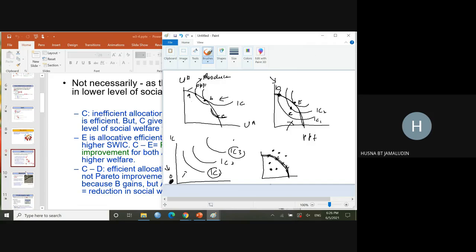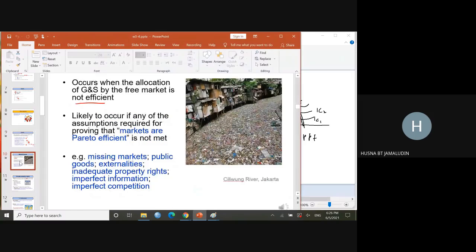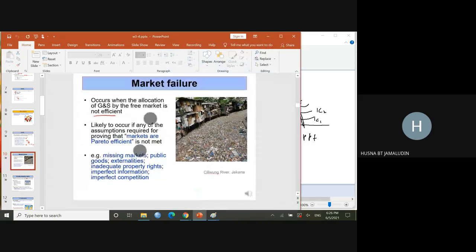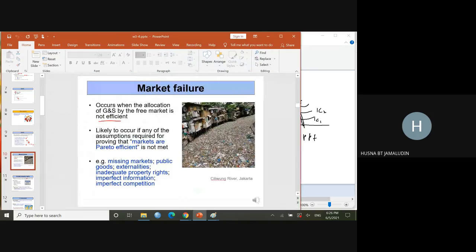So, slide number 10. This is about market failure. I hope that you know what is market failure. You have learned this in microeconomics as well as macroeconomics. So the examples of market failure is like when you have pollution, negative externalities, when you are dealing with public goods.